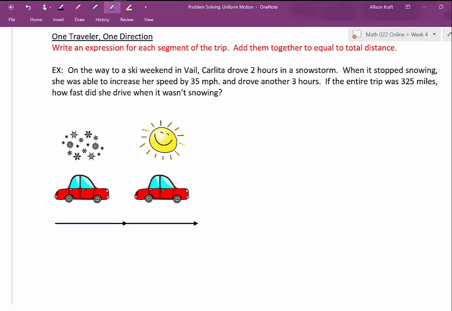Okay, so we have one person traveling in one direction. Part of the time she was driving, it was snowing, part of the time it wasn't. And she traveled a total of 325 miles. She drove a portion of that 325 miles while it was snowing, and then another portion when it wasn't snowing.